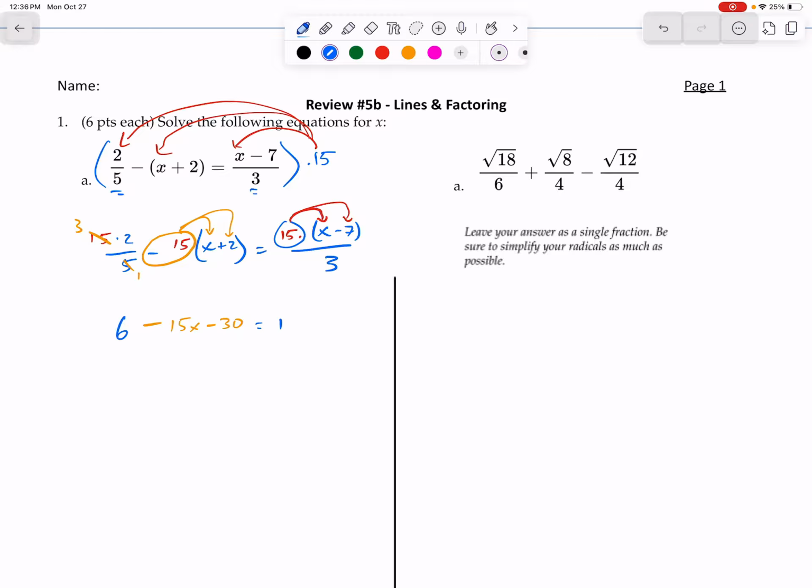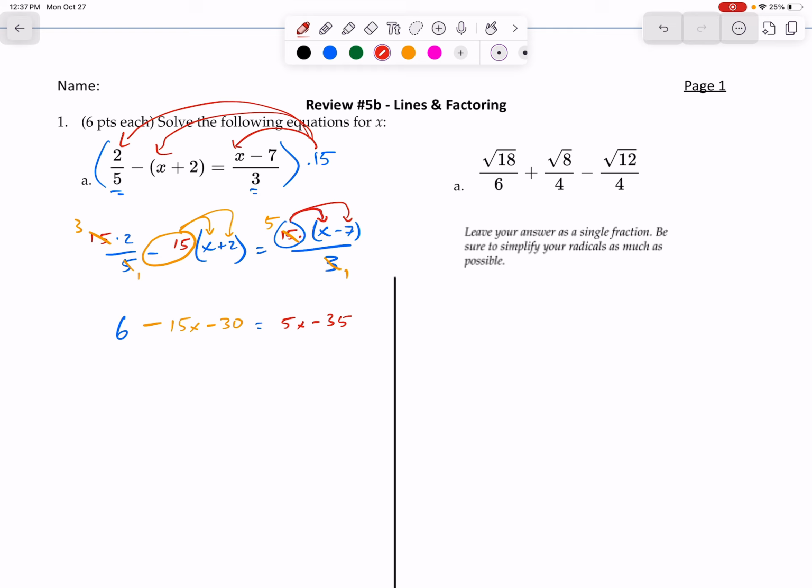And I'll get... I want to make sure we do this first. 3 goes into 3 once, goes into 15 5 times. So then we'll get 5x minus 35.